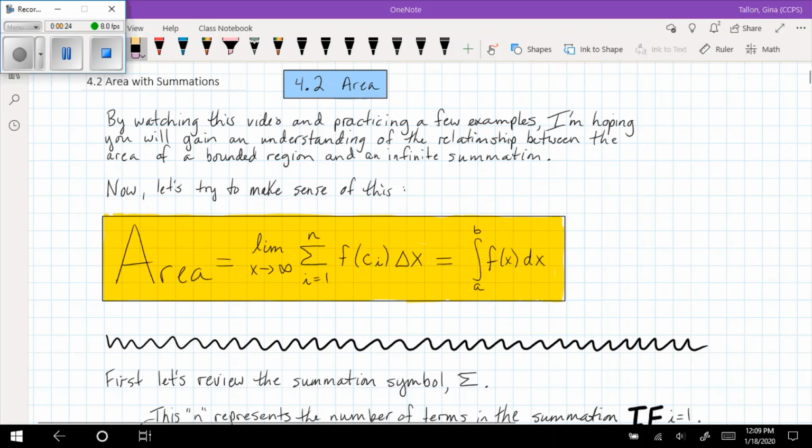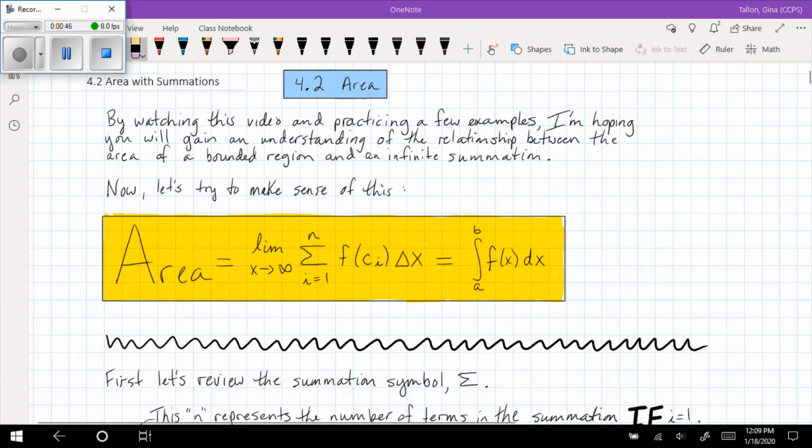All right, that gives you a little bit of an out, but please watch the video and make sure you're understanding everything that goes along. We are in 4.2, dealing with area and summations. By watching this video and practicing a few examples, I'm hoping you will gain an understanding of the relationship between the area of a bounded region and an infinite summation.